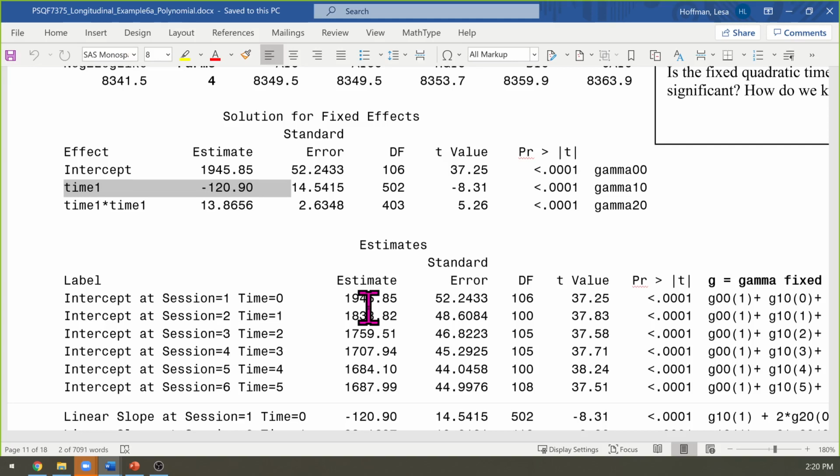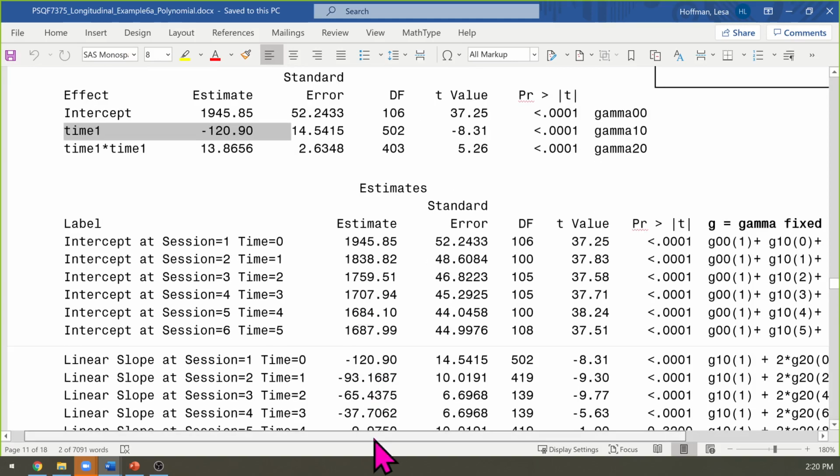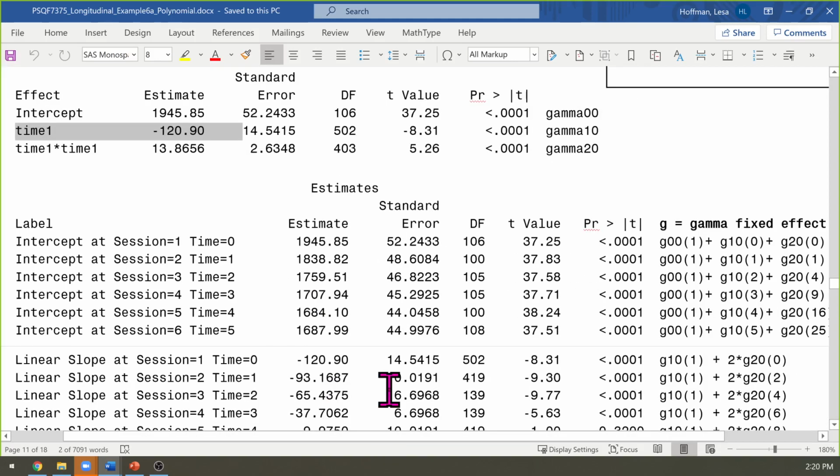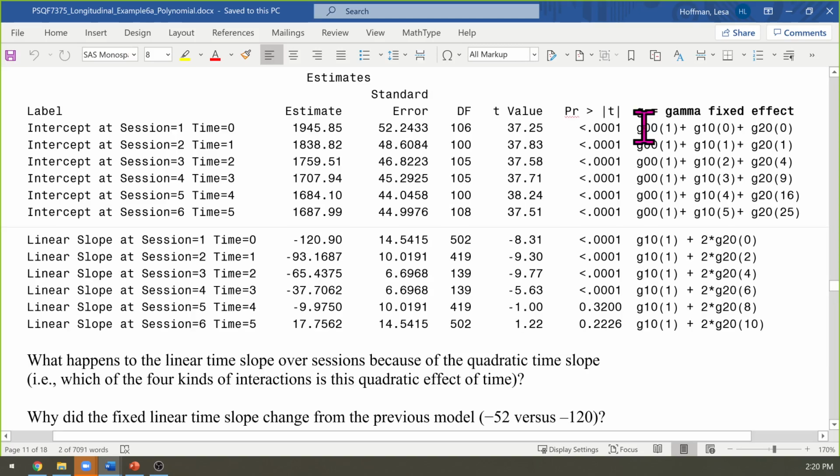So that's where the estimate statement results come in handy to help us break that down. And because I want you to like me, I wrote out the equation for how these numbers came from. This is not SAS being nice to you. This is me being nice to you.